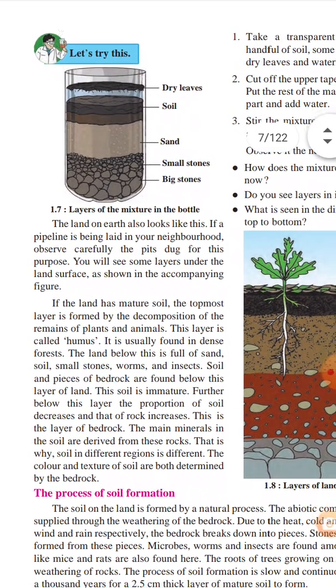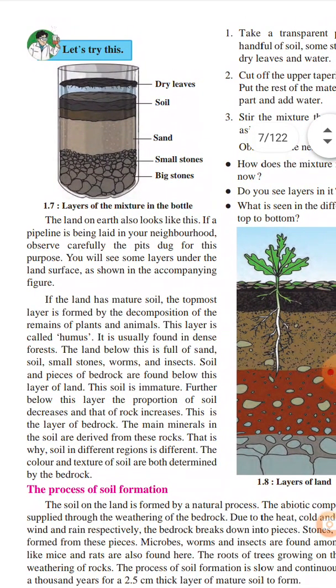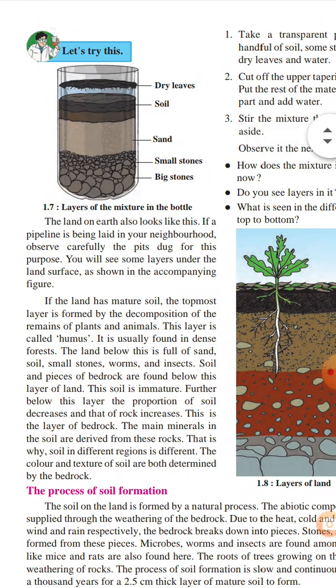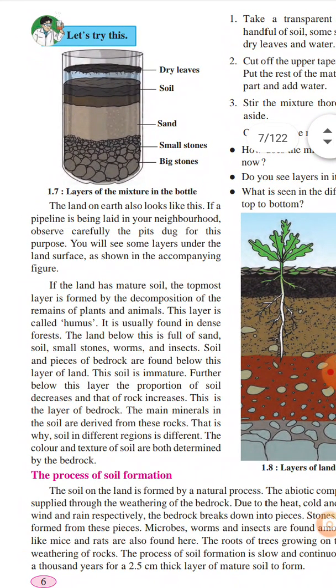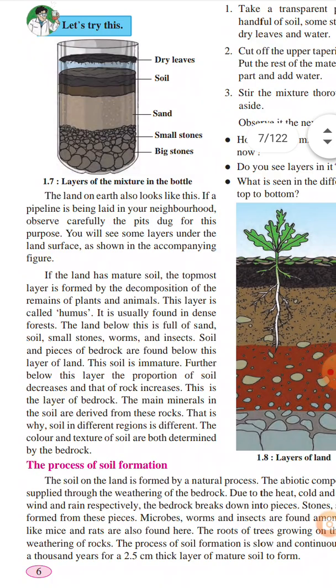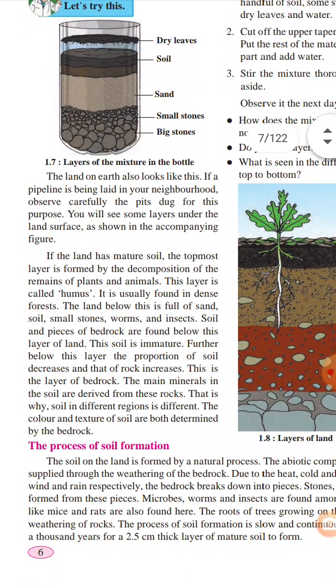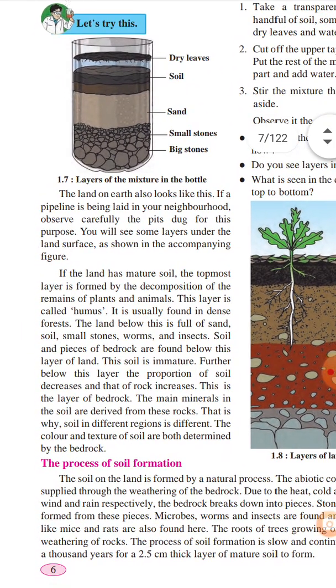Okay, the land on the earth also looks like this. If a pipeline is being laid in your neighborhood, observe carefully the pits dug for this purpose. You will see some layers under the land surface as shown in the accompanying picture. In this way you can see the layers of the mixture of land on the earth.